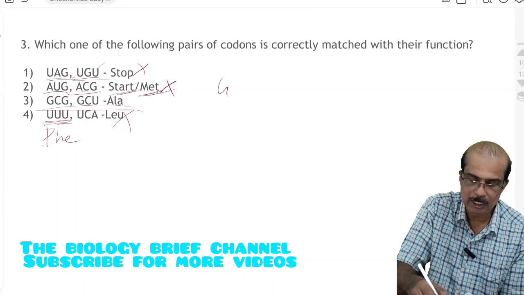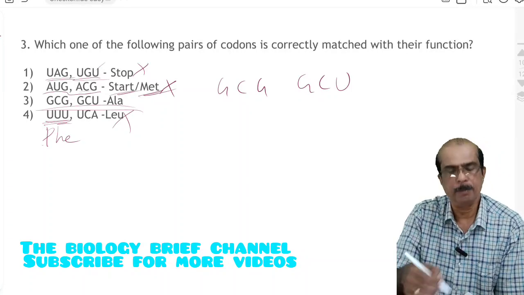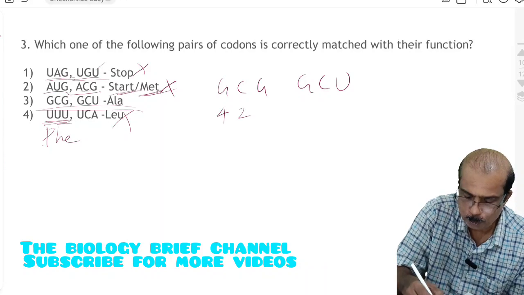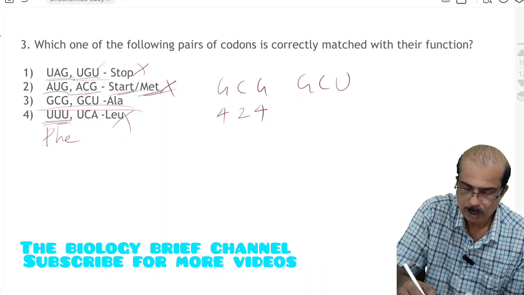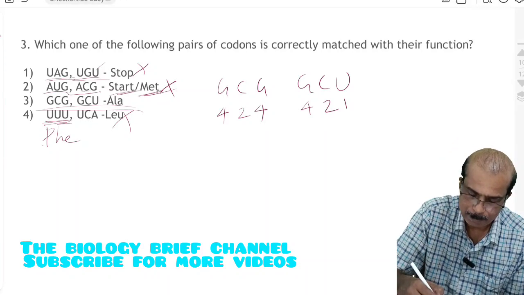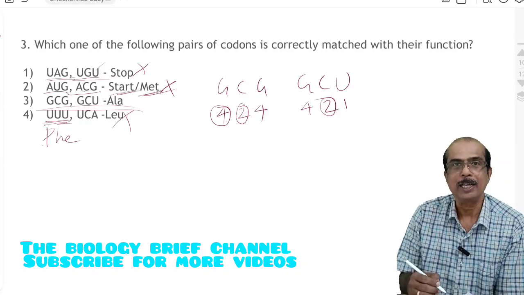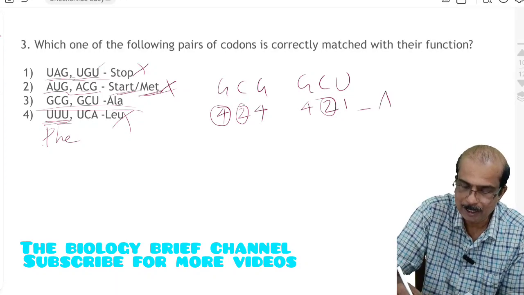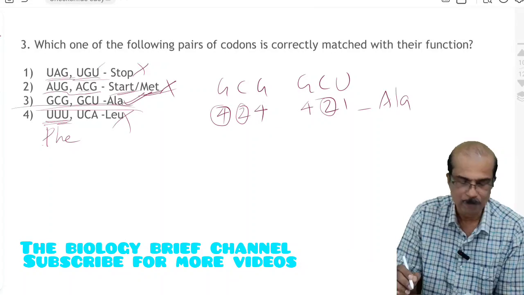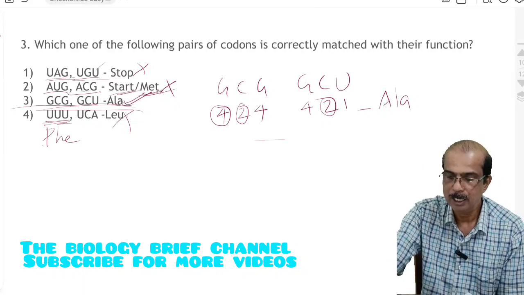Let us see GCG and GCU. Let us find out the three-digit number. 4 UCAG, 424 UCAG, 421, 424 and 421. These two are present in the second column. Second column, fourth row. Second column, fourth row is nothing but alanine, the amino acid, and this option is very well. The third option is very, very correct, and it is our answer. You can confirm that by this three-digit conversion.